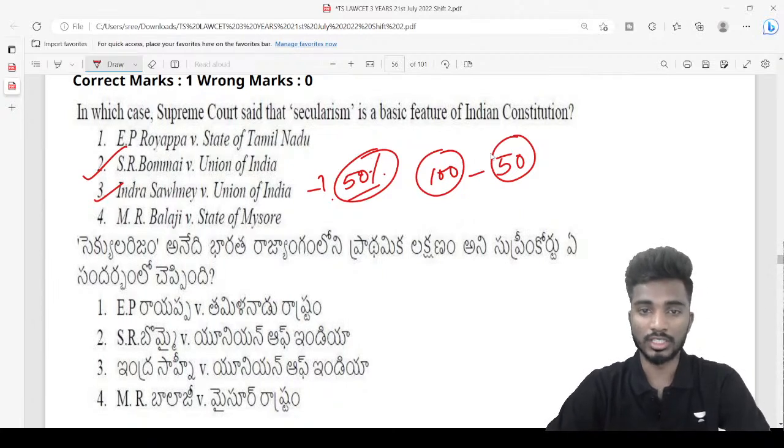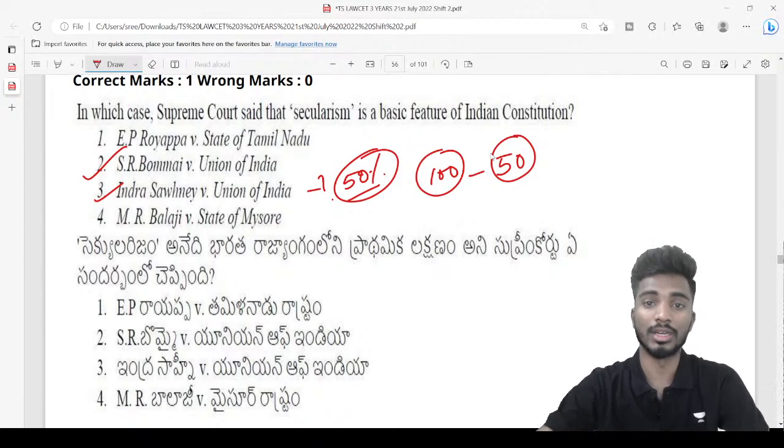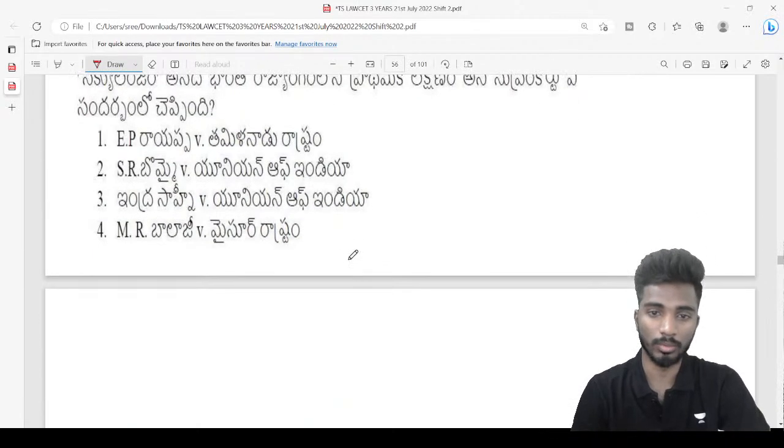If you remember, in some states there is reservation, like 69% in Tamil Nadu. Even that was challenged in the court, but that was there before the judgment of Kesavananda Bharati, and this particular 69% reservation was kept in the 9th schedule. If you keep it in the 9th schedule, you cannot actually touch it. But after Kesavananda Bharati, you can definitely review the items placed in the 9th schedule. But it was placed before Kesavananda Bharati, so there is nothing that we can do about it for now.